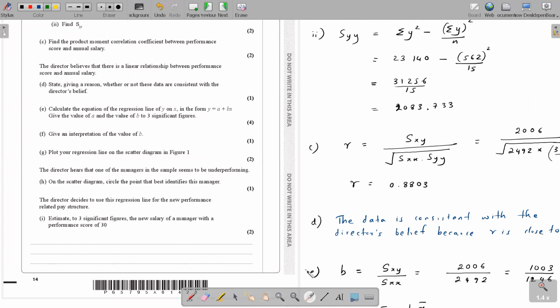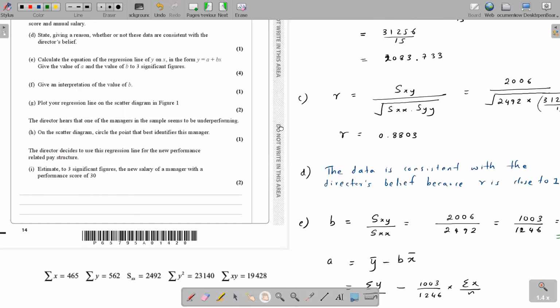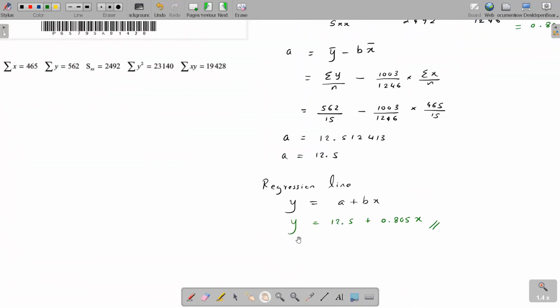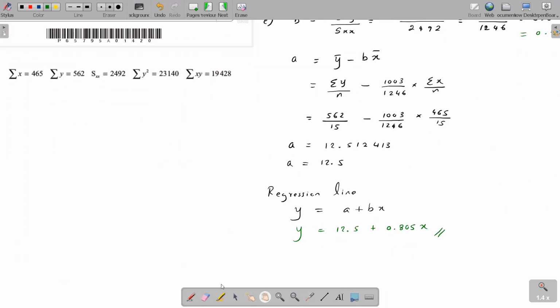Give an interpretation of the value of B. Children, they are asking you to interpret the B value. In part F, the B value is the gradient, right? Do you remember I have given you a special way to interpret the gradient? Can you all remember, children?